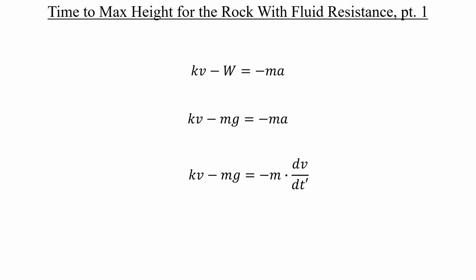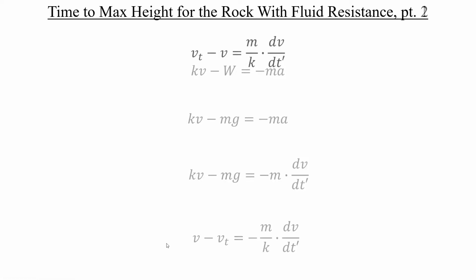The next step is to divide both sides by k, and then replace this mg over k chunk with our terminal velocity variable, which will look like that. We can also eliminate this negative sign on the right-hand side by multiplying both sides by -1, and that will switch the order of the variables on the left-hand side, as you see here.